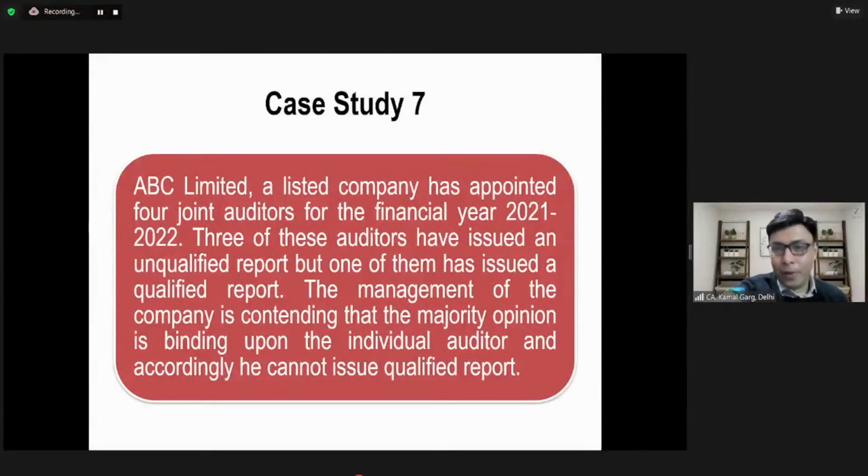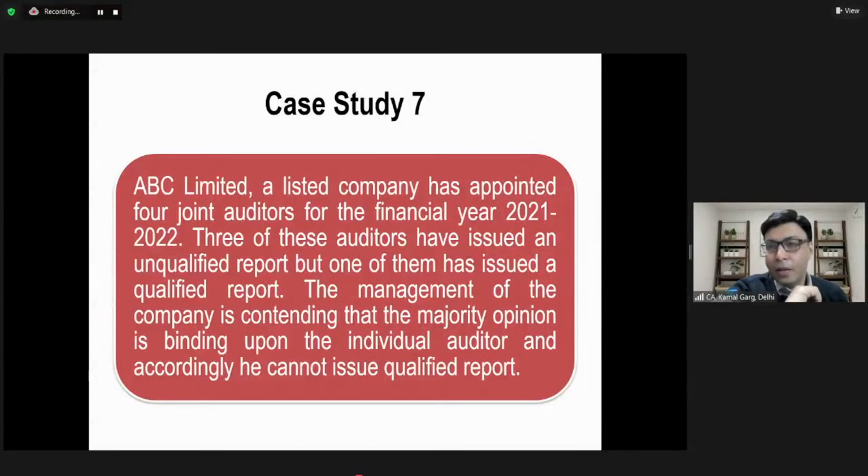ABC Limited, a listed company, has appointed 4 joint auditors for the financial year 21-22. 3 of these auditors have issued an unqualified report, but one of them has issued a qualified report. It can happen. For example, there is a company, ABC Limited. For ABC Limited, there are 4 auditors appointed: Kamal, Vipul, Vidhi, Kapil. So 4 auditors are there.